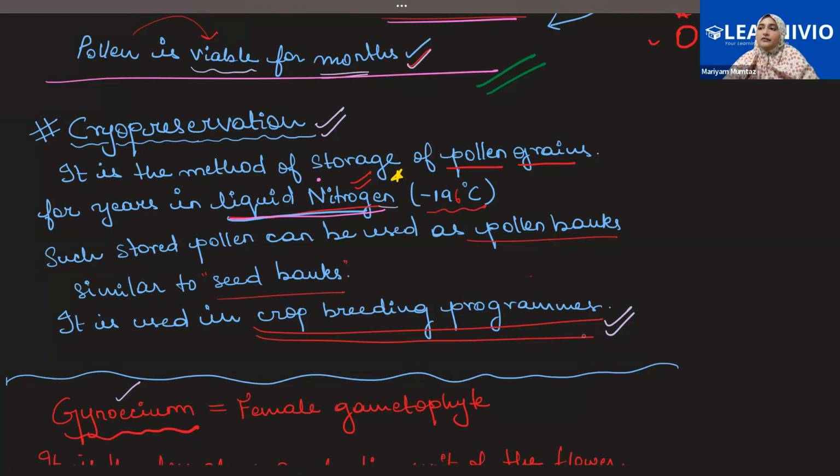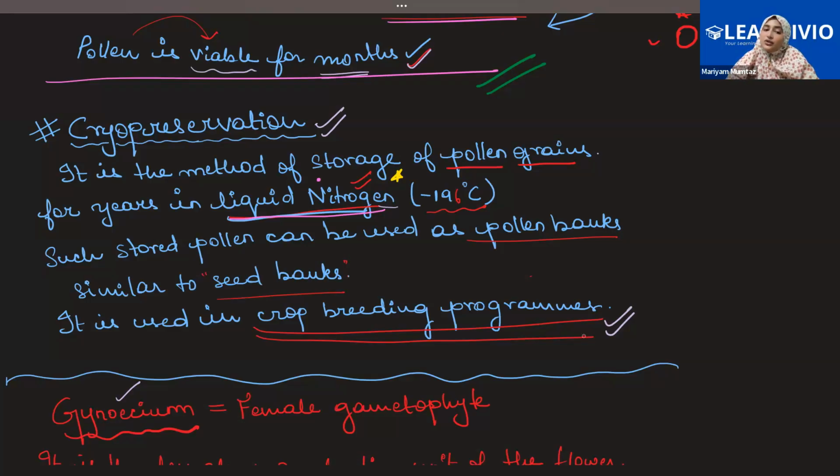Now, you know that for the storage of any living thing, we have to put certain chemicals so that it doesn't die, isn't it? In the same way, these pollen grains are stored for years and years in liquid nitrogen under minus 196 degrees Celsius. That is the temperature. Liquid nitrogen is used for the preservation or storage.